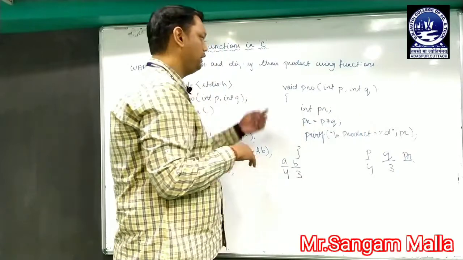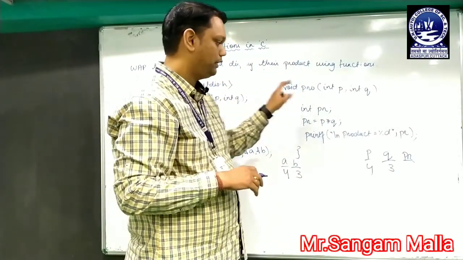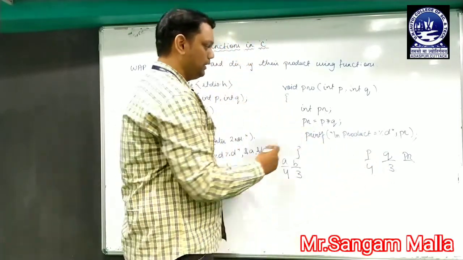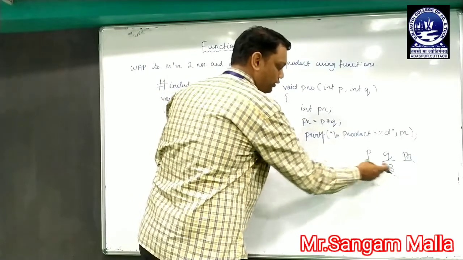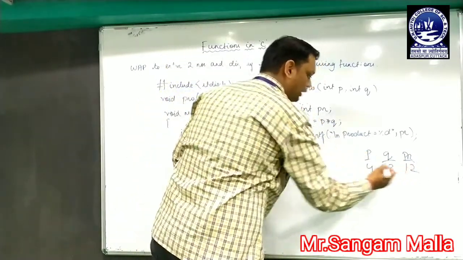As we are dealing with, or we have to calculate the product and we have to print it, I have taken another variable in order to calculate the product of these two numbers. So let's say p into q. So 4 into 3 is 12 and it will be stored in pr. So pr will have the value 12.